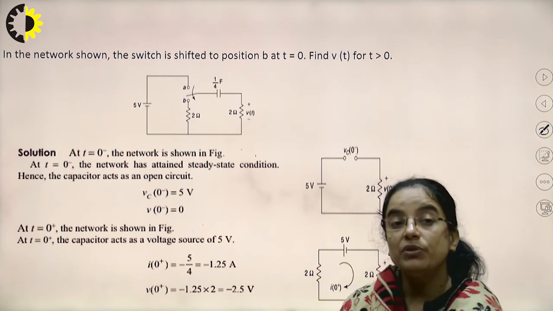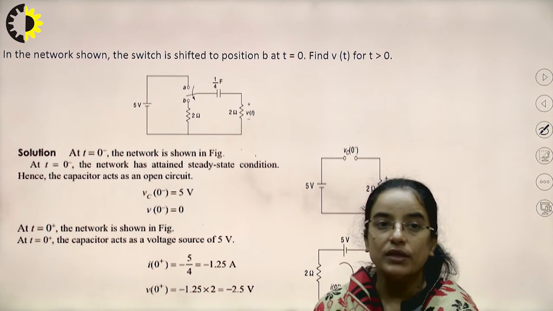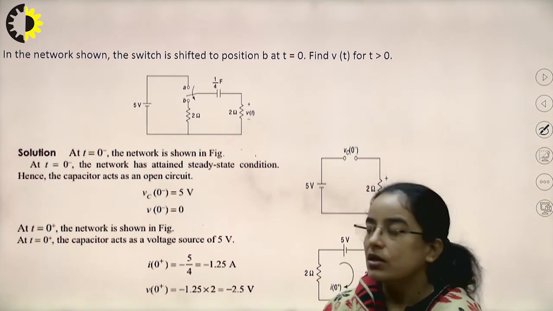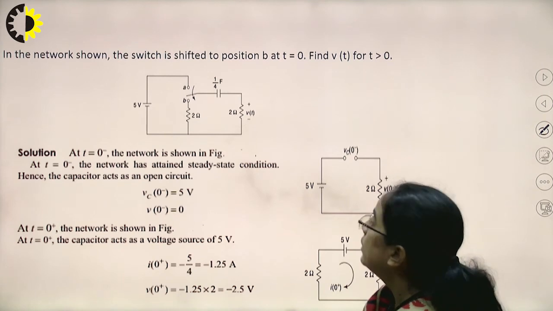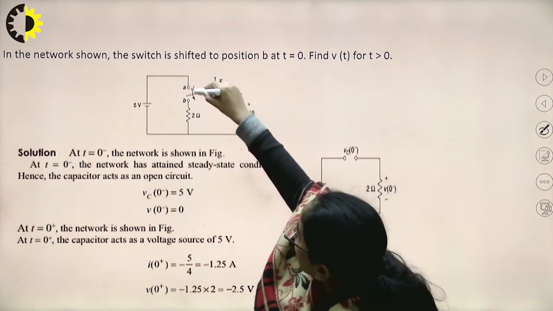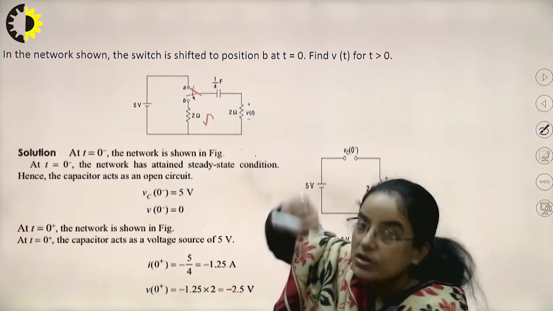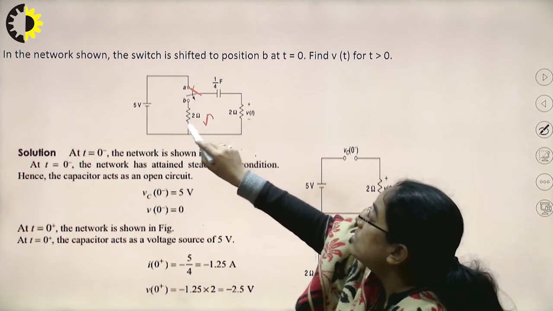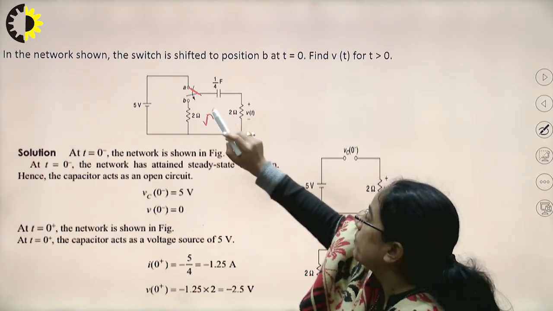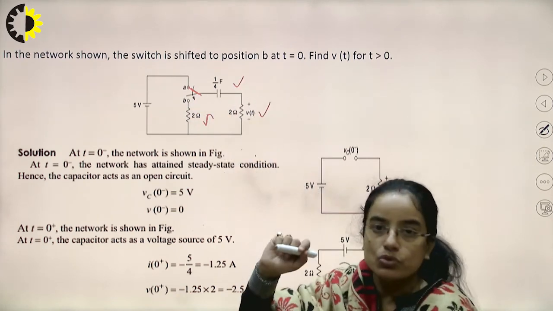That means at t equal to 0 minus, the switch was at position A. When the switch was at this position, this 2 ohm resistor was out of the network because this terminal is open. That means before t equal to 0, the 1 by 4 farad capacitor and this 2 ohm resistor are connected with the 5 volt source.